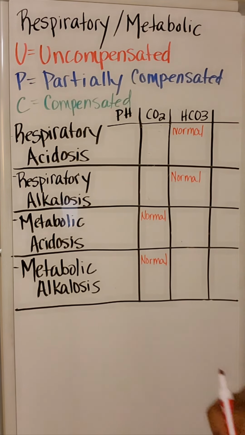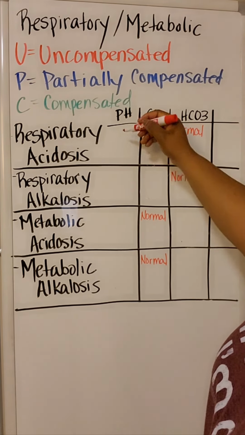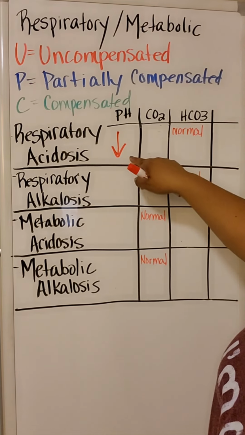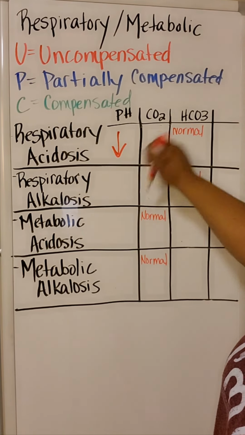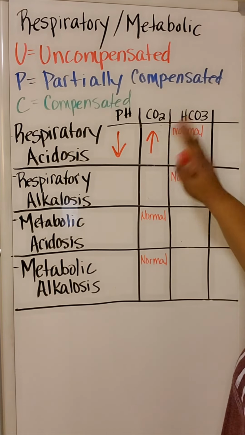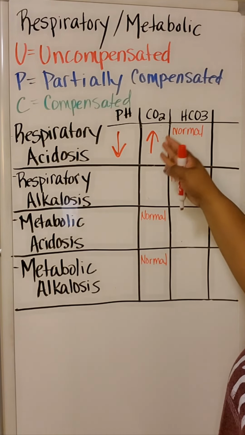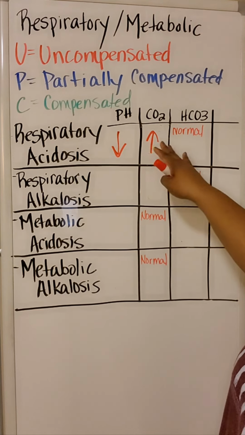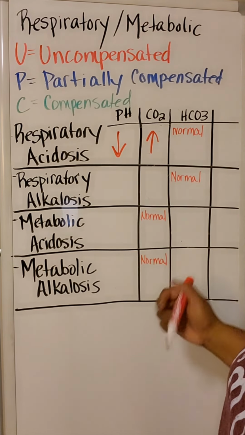So just to quickly go over this, of course, if it is acidosis and it's respiratory, the pH is down. If we think about ROME, we know our CO2 will be up or increased. And that makes sense because we just said that the CO2 mixes with water to make carbonic acid. We would have more of that, which contributes to an acidic state.